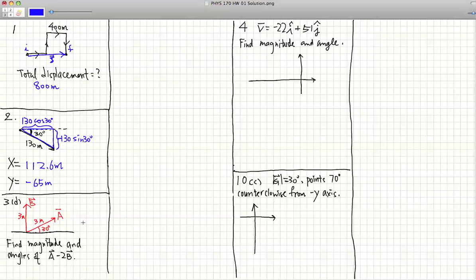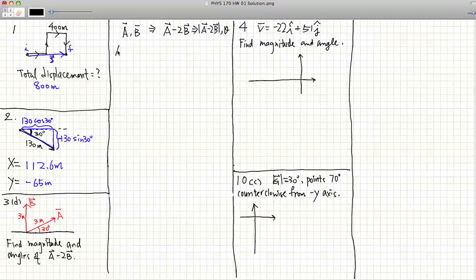For question 3, I only do one of the cases. You have these two vectors, and it partly asks you to find the magnitude and the angle of A minus 2B. The strategy for solving this problem is to first figure out what A and B are. Once you know what they are, you can calculate any combination of these vectors. In our case, we want to figure out A minus 2B. Once you figure that out, you can identify the magnitude of this, and you can figure out the angle also. That's going to be our strategy.